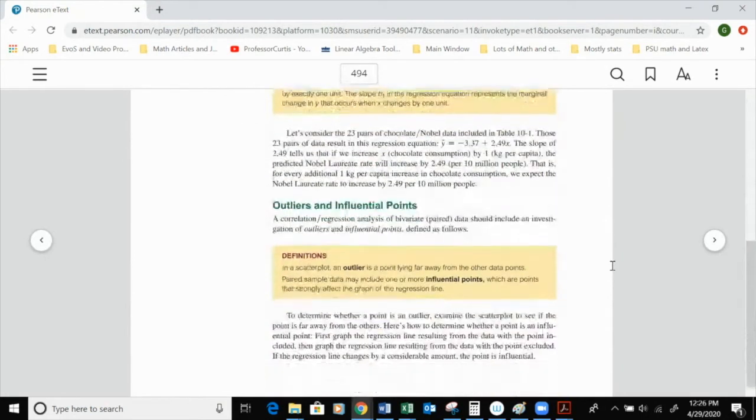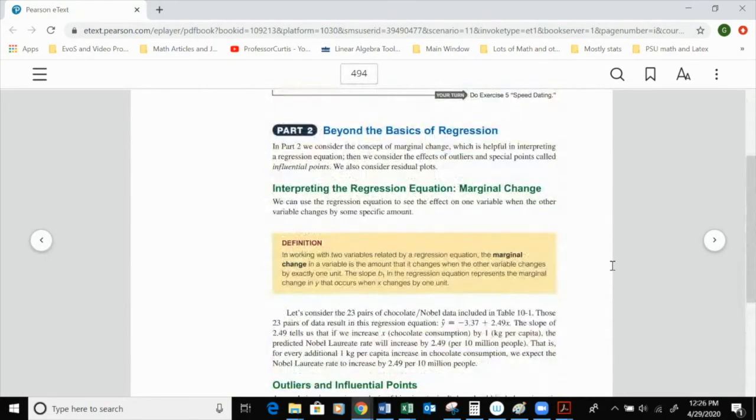Okay, some extra stuff. Marginal change, because this is a topic in calculus. It's also a topic in economics. So if any of you were a business major, you might have heard this idea. The marginal change in a variable is the amount it changes when the other variable changes by exactly 1 unit.